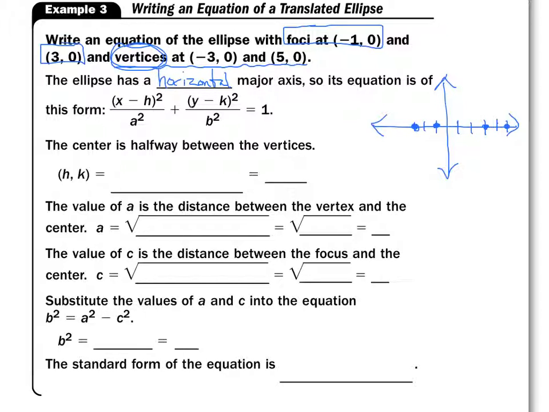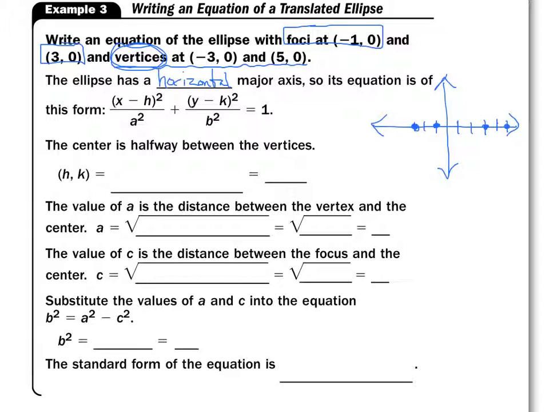So the horizontal major axis takes this form: x minus h squared over a squared. Okay, a is always the bigger number in an ellipse. That's what indicates that we have a horizontal major axis, because the a is underneath the x. The bigger number is underneath the x. And y minus k squared over b squared. What we don't know, and one of the things we're going to have to figure out, is what b is, because we don't know what that minor axis distance is going to be. And it's always set equal to 1.